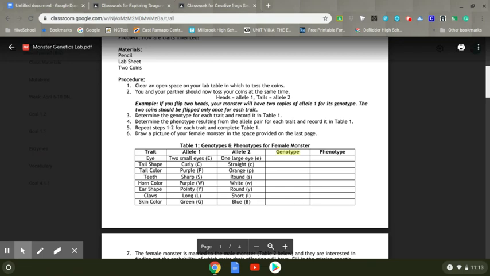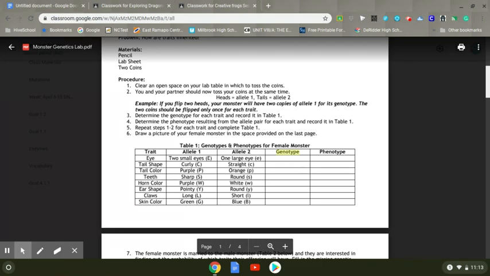It says clear an open space on your lab table on which to toss the coin. So you're going to need a coin. And you're going to take your coin and you're going to decide which side will be the dominant allele and which side will be the recessive allele. So it says on here that heads is allele 1, so that's going to be the dominant, and tails is allele 2. If you want to change that, that's fine, as long as you keep it consistent throughout the entire part. So if you flip 2 heads, your monster will have 2 copies of allele 1 for the genotype.